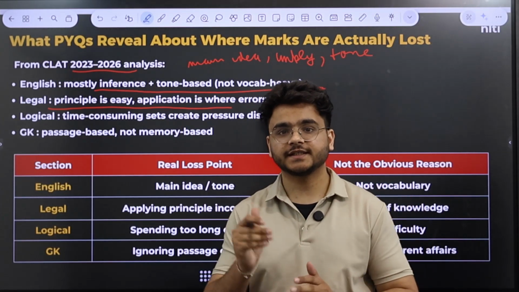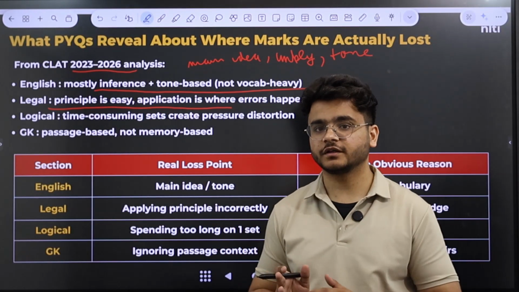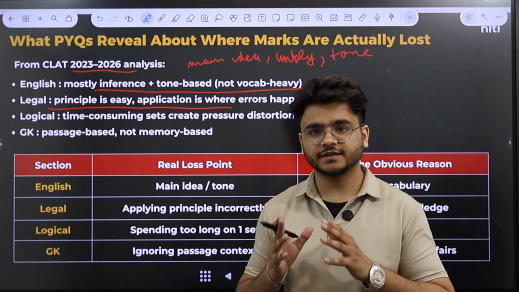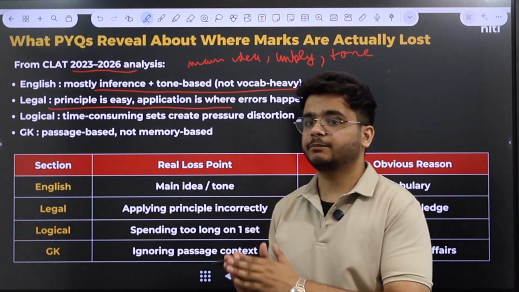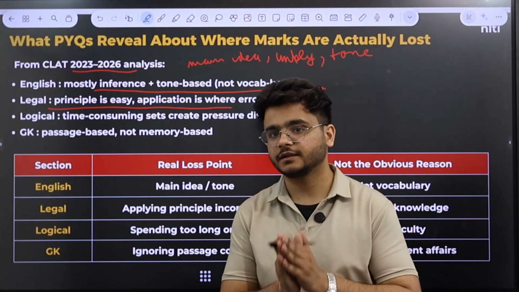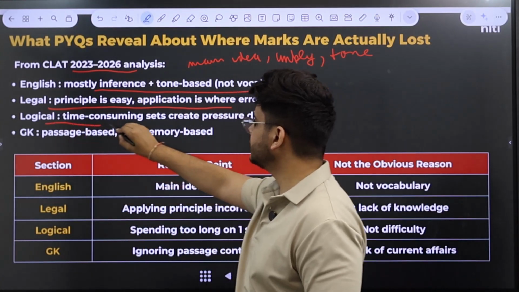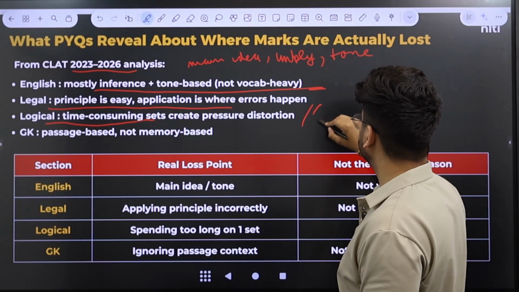So who is liable? Is it Ria? Is it Aman? Is it both Ria and Aman? Or is it no one? So the principle is very easy. It's negligence. But the application is where errors happen. So both Ria and Aman are liable. They are negligent. So if we talk about the logical section, the same applies for QA also.